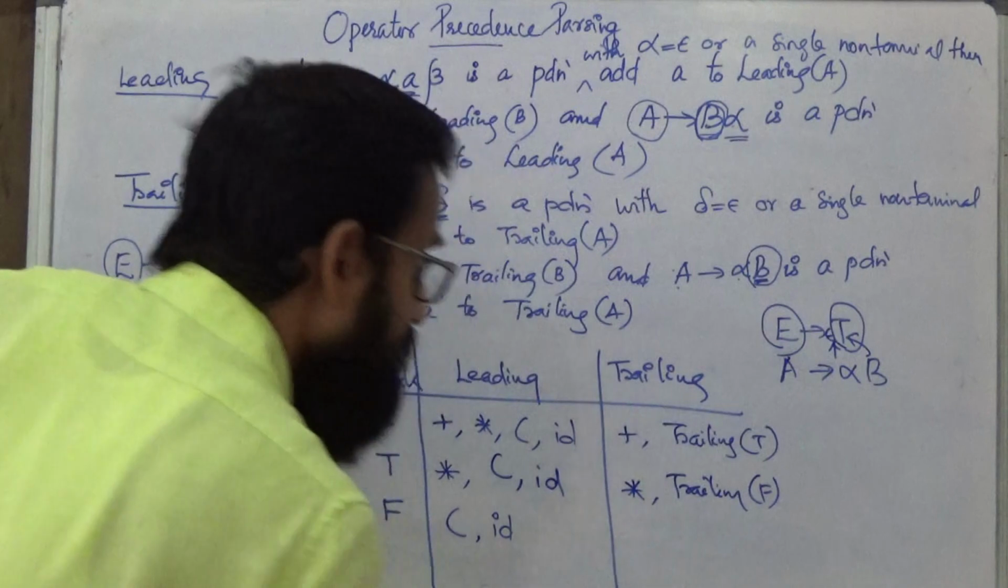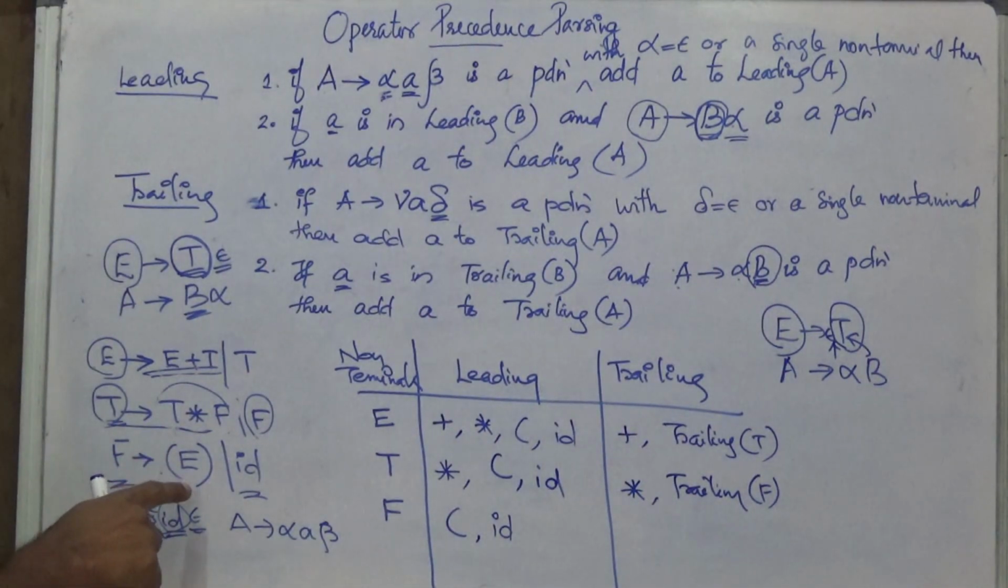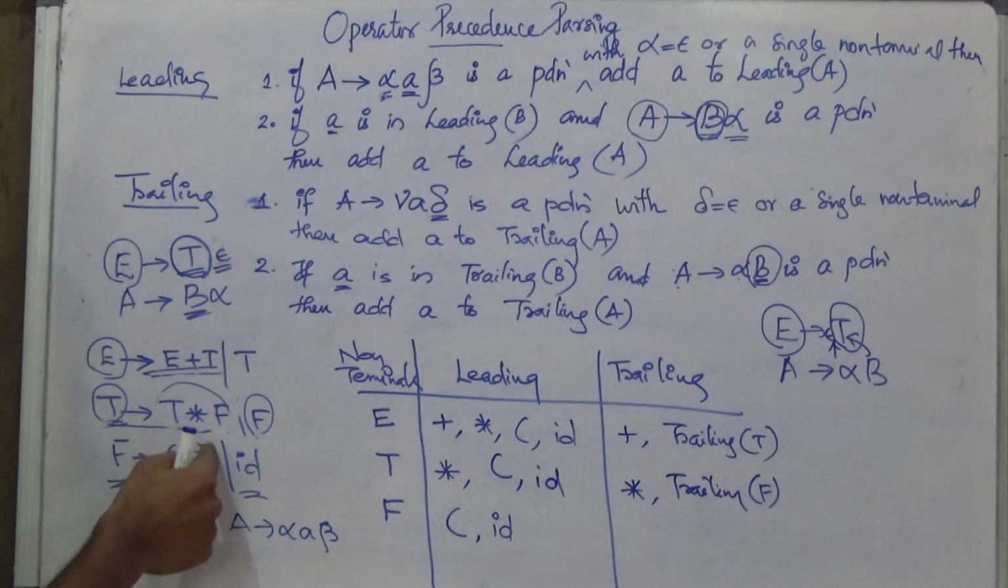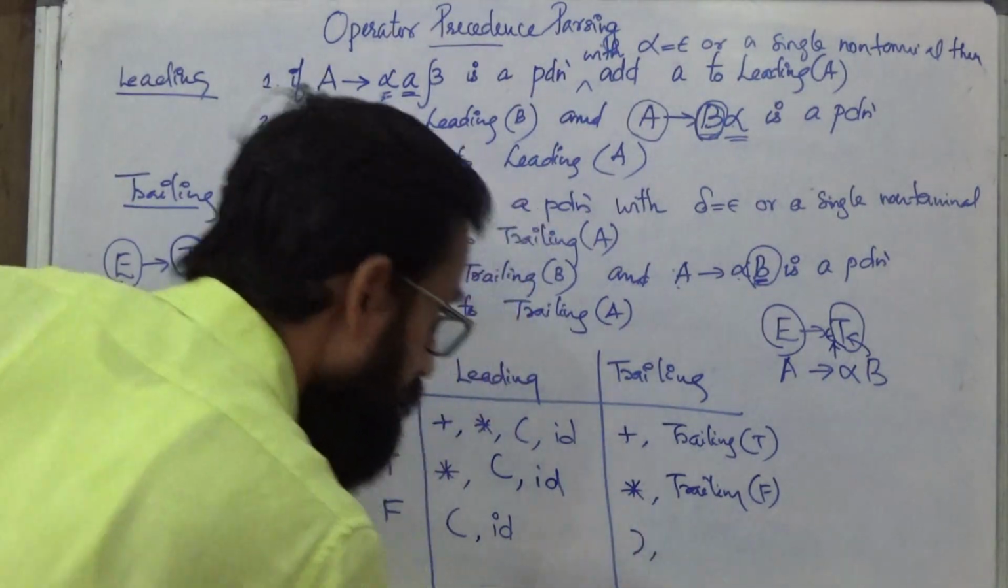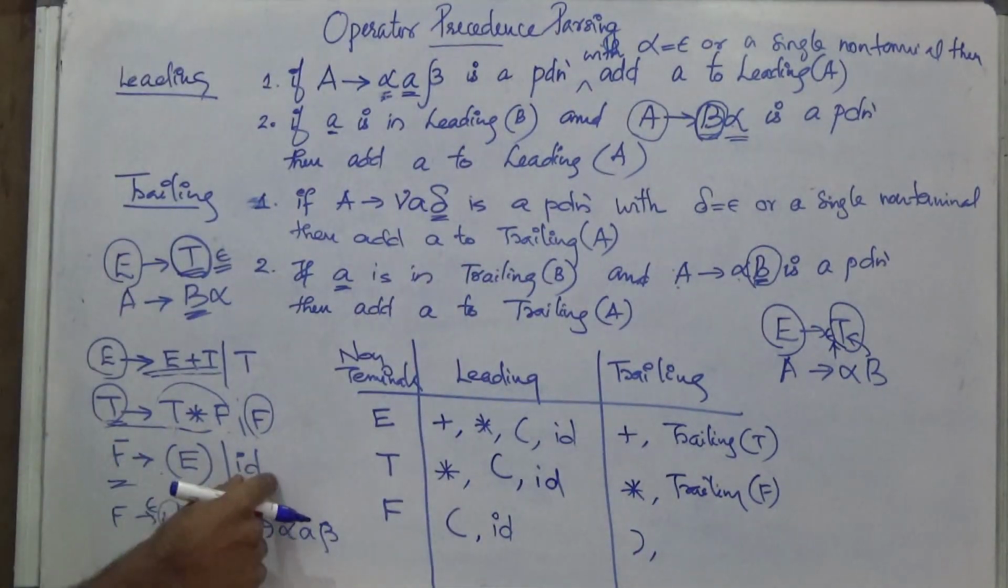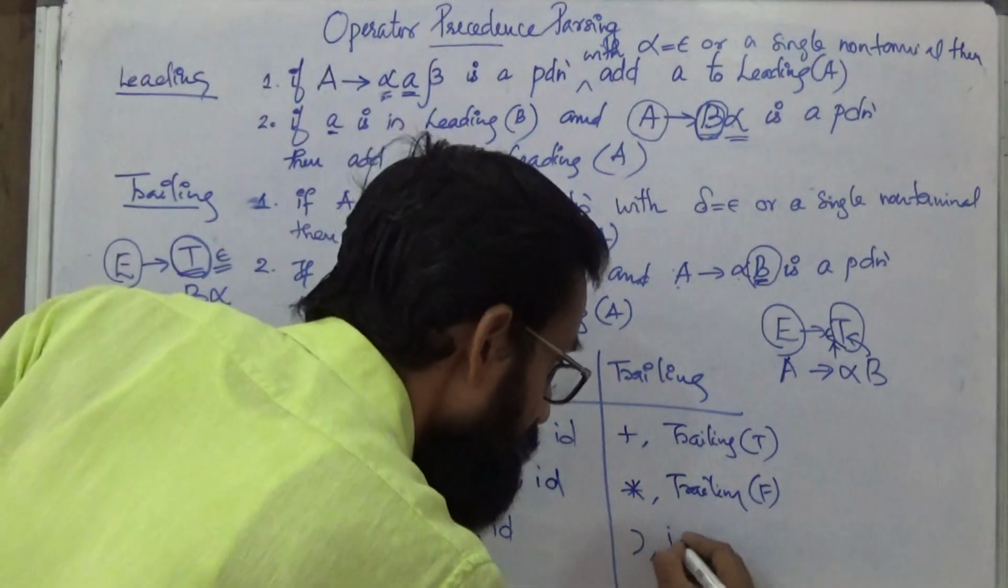Trailing of F to trailing of T. Now you can compute trailing of F. If I consider this right hand side, the last terminal symbol is closing parenthesis. This actually matches with this rule. So closing parenthesis will be a member. Then if I consider the production F giving ID, ID is the last terminal symbol in the right hand side. So ID will be a member.